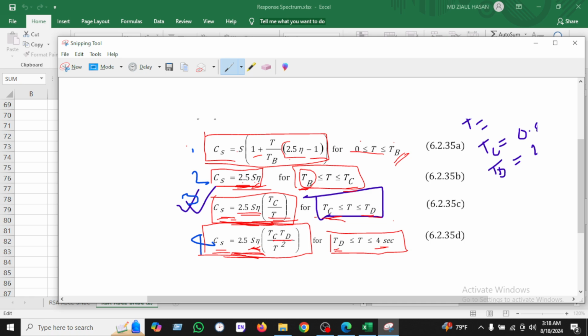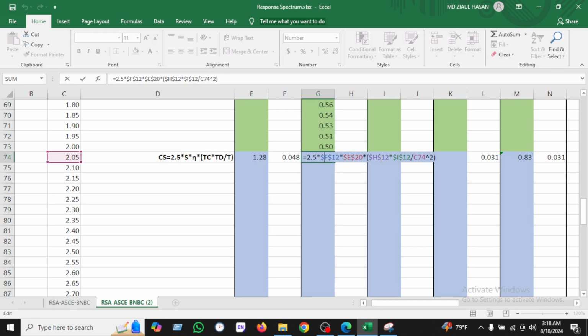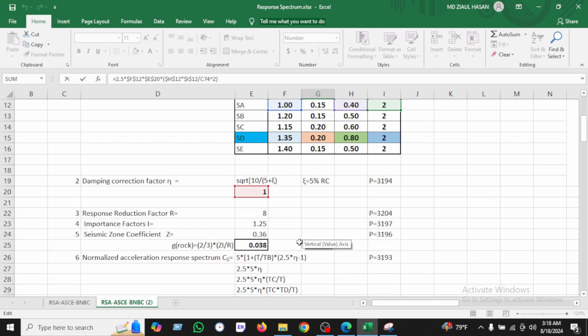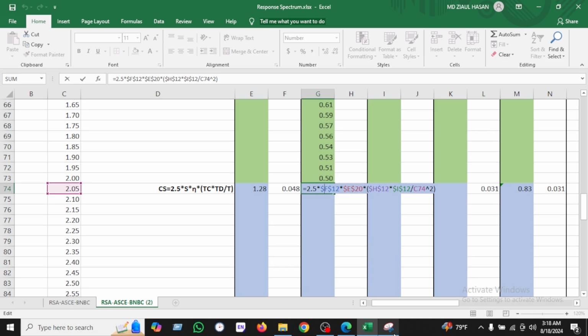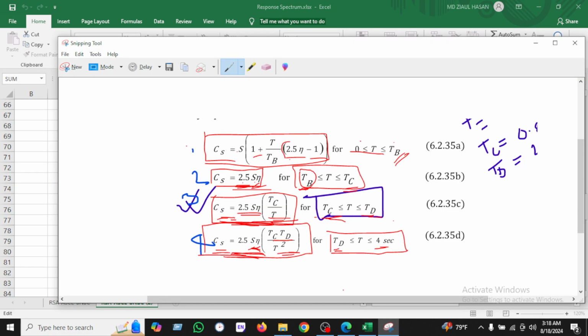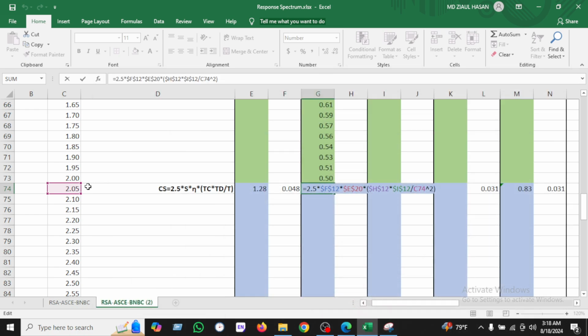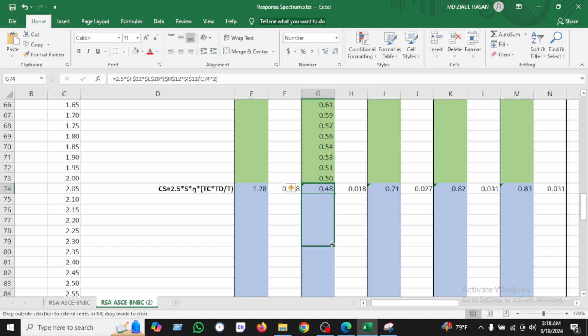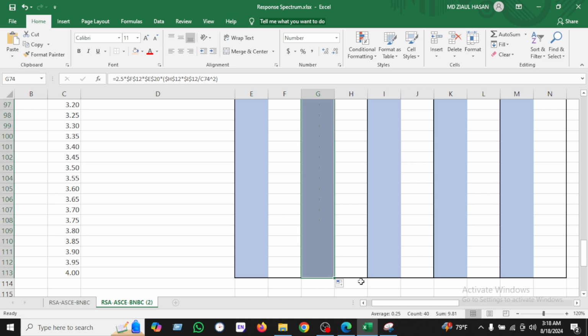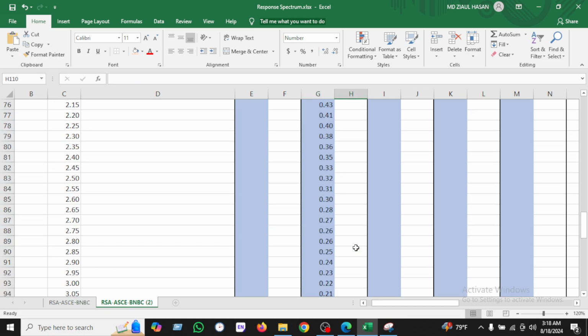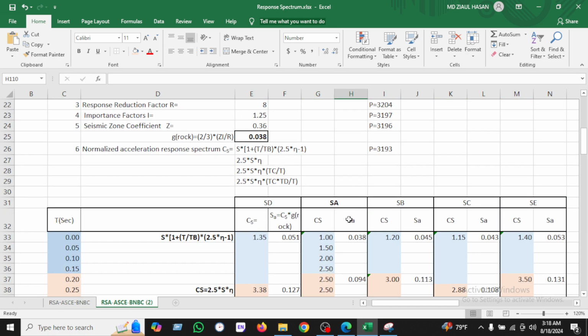Tc Td means H12 and I12. So Tc Td, H12 and I12, and we can see it is divided by T square. So T square means here the C74 square. So putting enter and dragging this formula up to 4 seconds. Okay, so we have found this. So this is our Sa.